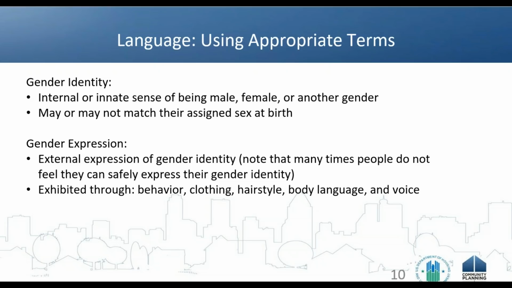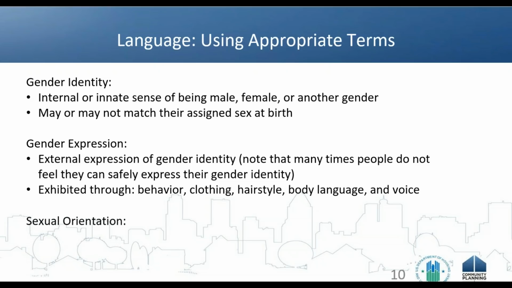And so part of the choice that some people make is to not express that gender because they don't feel safe to do so, or they have concerns around access to resources. But that ability to express one's gender is separate from their gender identity.